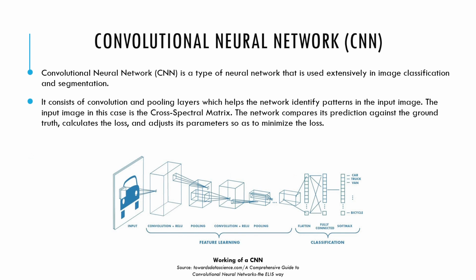A convolutional neural network takes an image for its input, which in this case is the cross-spectral matrix. The convolution layer applies a series of filters to it that help the network capture the high-level features of the image. The pooling layer then reduces the dimensions of the image while preserving the dominant features. The image is then flattened and fed to a regular neural network. The network compares its predictions against the ground truth, calculates the loss through a loss function, and adjusts its parameters so as to minimize the loss.